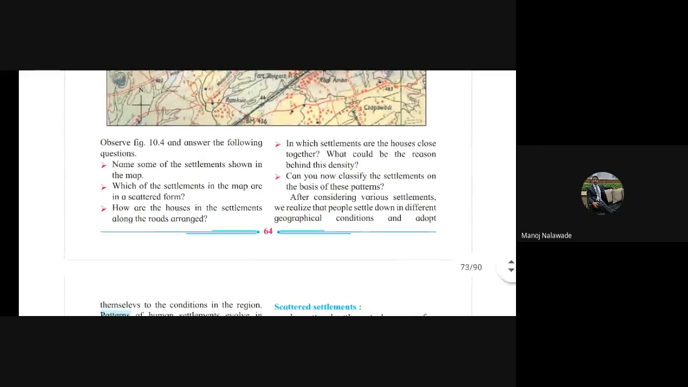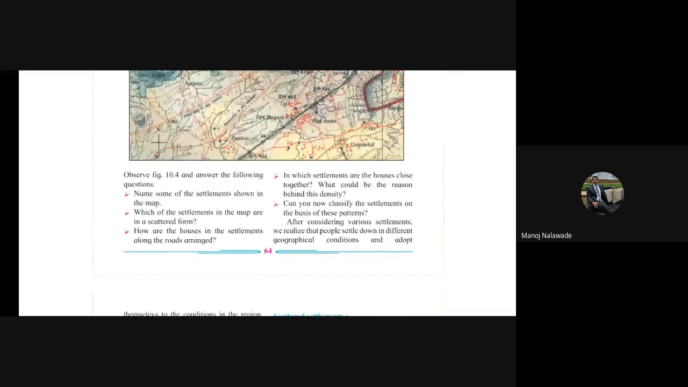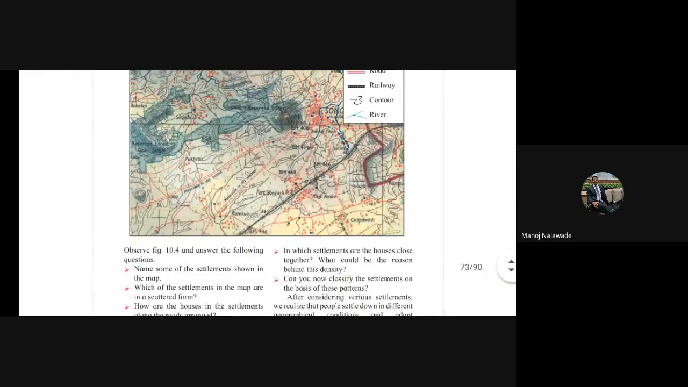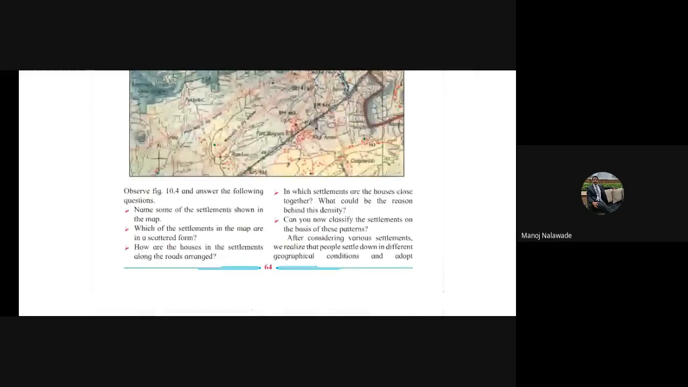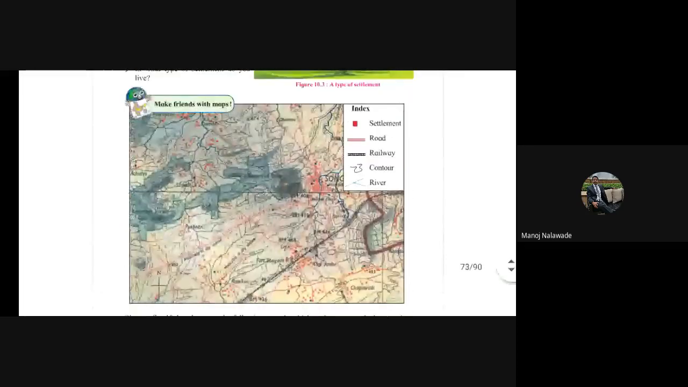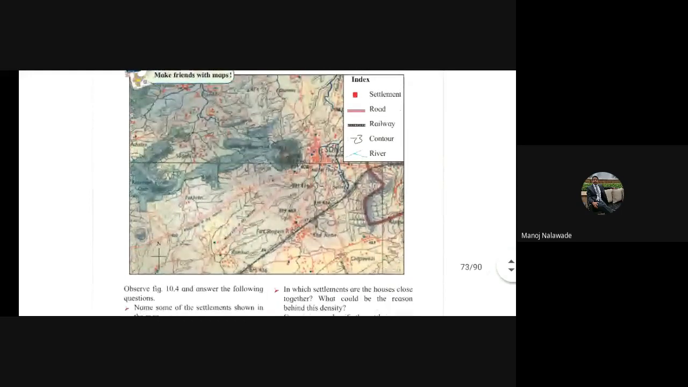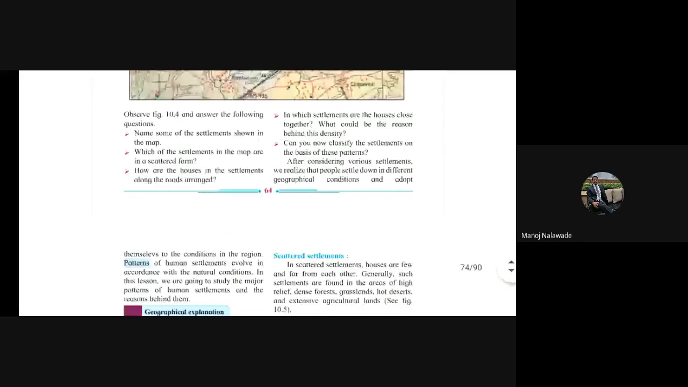So what we have seen in the last lecture, we have discussed these questions, right? Which were based on this map. That is, name some settlements shown in the map. Which are the settlements in the map which are scattered farms? Settlements arranged along the road. In which settlement are the houses close together? So based upon these questions, we have discussed this, right? Am I right? Yes, sir.